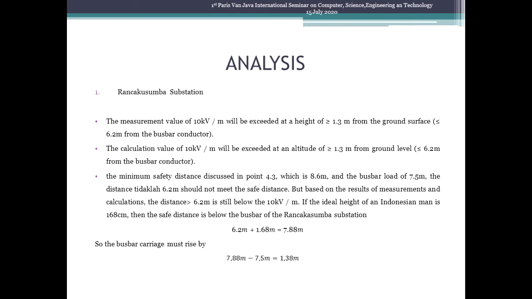The analysis of Ranca Kusumba substation. The measurement value of 10 kV per meter will be exceeded at a height of more than 1.3 meter from the ground surface, less than 6.2 meter from the Busbar conductor. The calculation value of 10 kV per meter will be exceeded at an altitude of more than 1.3 meter from the ground level, less than 6.2 meter from the Busbar conductor.